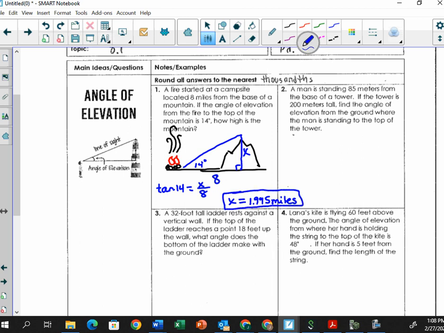This is a pretty tall mountain. Well, that's pretty kind of tall. That would be a hike, guys. That's tall.